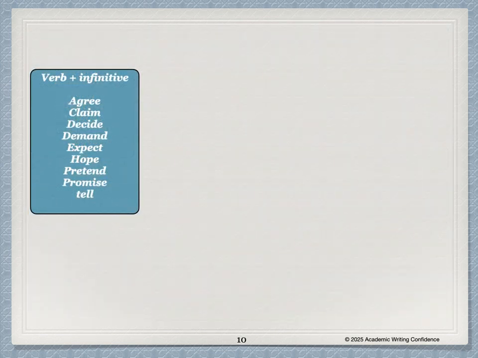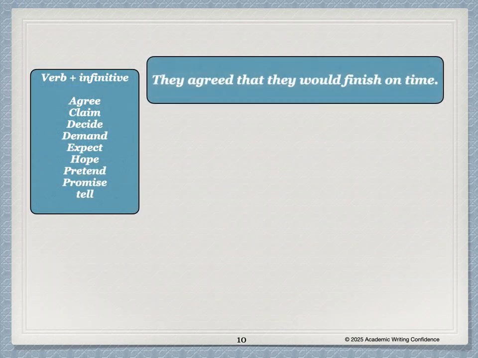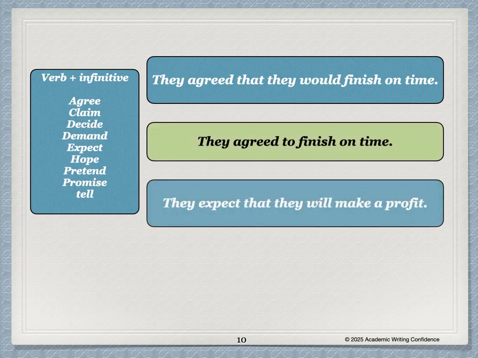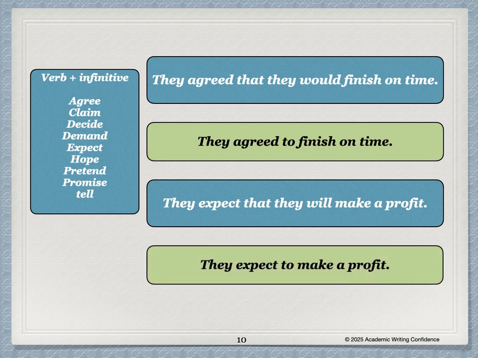And let's look at the last set of verbs that are followed by an infinitive. They agreed that they would finish on time. This could be changed in this way. They agreed to finish on time. They expect that they will make a profit. Can be changed to they expect to make a profit. You can see that we can omit the that clauses by following these specific verb rules.